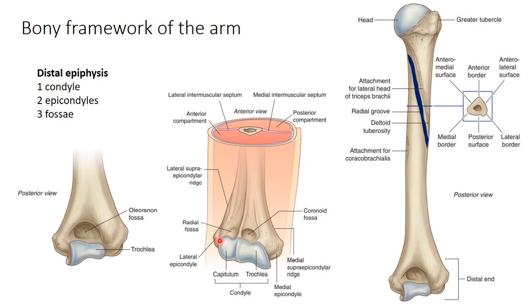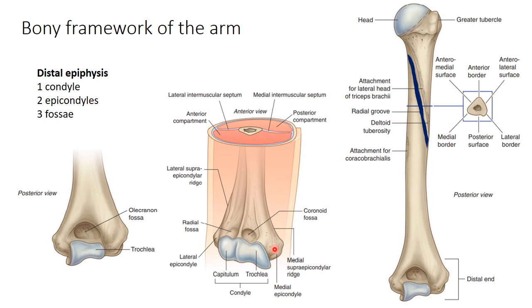We have two epicondyles. The medial one is called the medial epicondyle, a bony protuberance just above the condyles. It is the larger one, and it can be palpated because it is subcutaneous. In fact, if you palpate the medial aspect of your elbow, you can feel a bony prominence, a bony projection. This is actually the medial epicondyle.